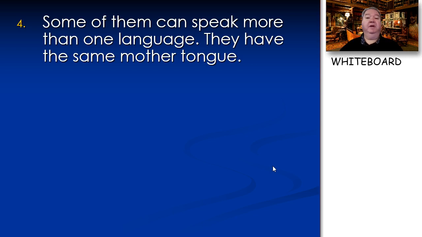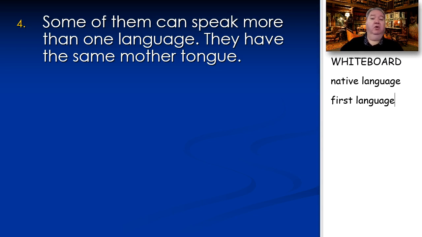Number 4, some of them can speak more than one language. They have the same mother tongue. So what is your mother tongue? Your mother tongue is your native language, your native language or your first language. Tongue, they're referring to language, the language that you speak. So some of them can speak more than one language, so they have the same mother tongue? No, that doesn't make sense. Some can speak more than one language, or they have the same mother tongue.